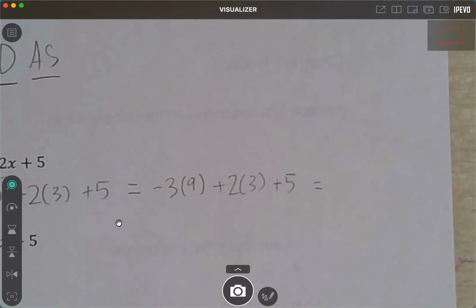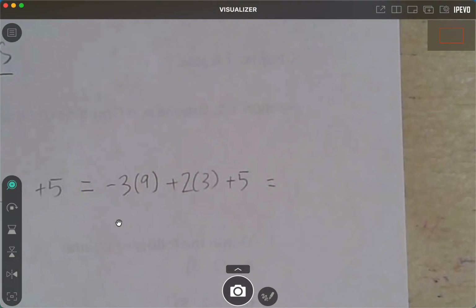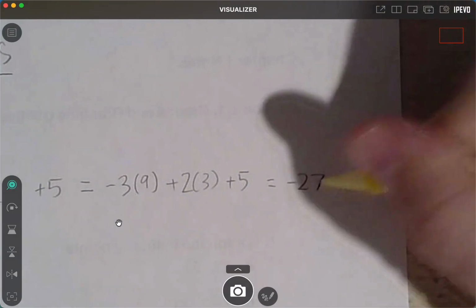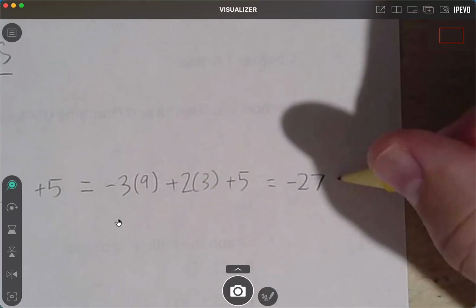All right, well, now I've done my exponents. Let's do my multiplication. My multiplications, there are two of them, and I can do both at the same time, and I should do them because M comes before A or S. So multiplication would be do the negative 3 times 9. They're written next to each other, so that's what we're supposed to do. Multiply them. And then I've got my 2 times 3, that's positive 6.